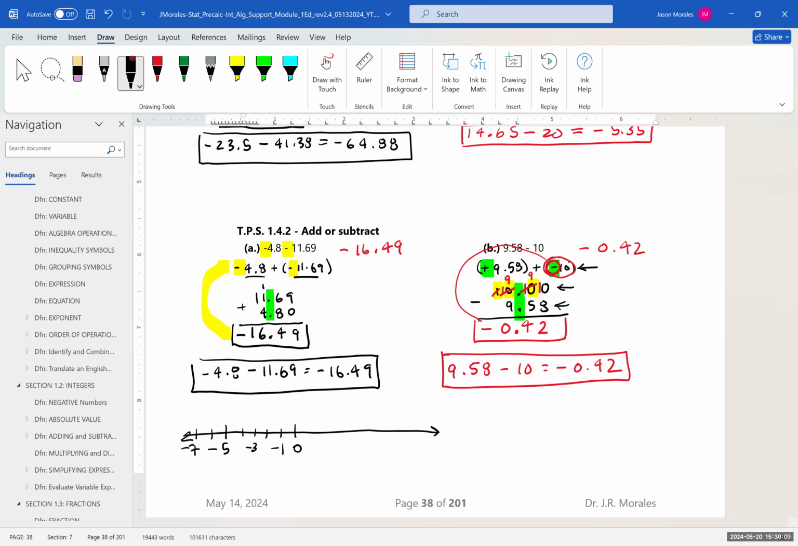Okay, and then over, oh no, wait, let me redo that. Sorry. Gotta leave myself enough room. Let's do this again.